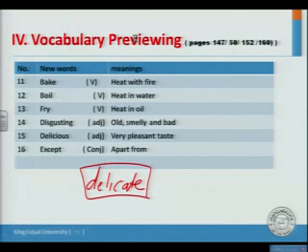So delicate here is different, the same, but it's used here with things like clothes or like sight, mandar fakhir, and so on. And the last one is except. Again, except. Keep this in mind.